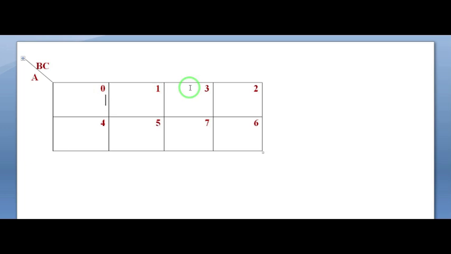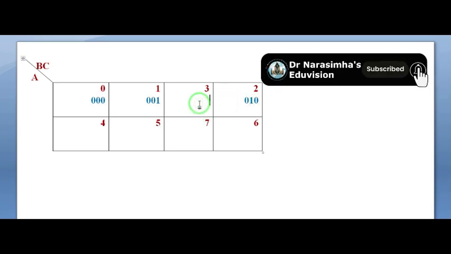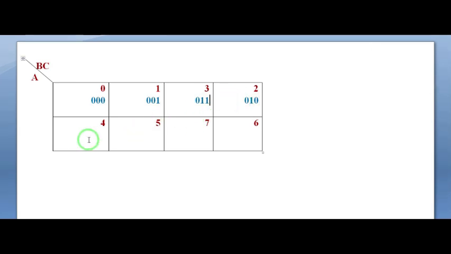Now fill each cell with the binary equivalent of these values, and you have to write the binary as a combination of 3 variables only. So 0 can be written as 000, while 1 can be written as 001, 2 can be written as 010, 3 can be written as 011, 4 is nothing but 100, 5 is nothing but 101, 6 is nothing but 110, 7 is nothing but all ones, nothing but 3 ones.